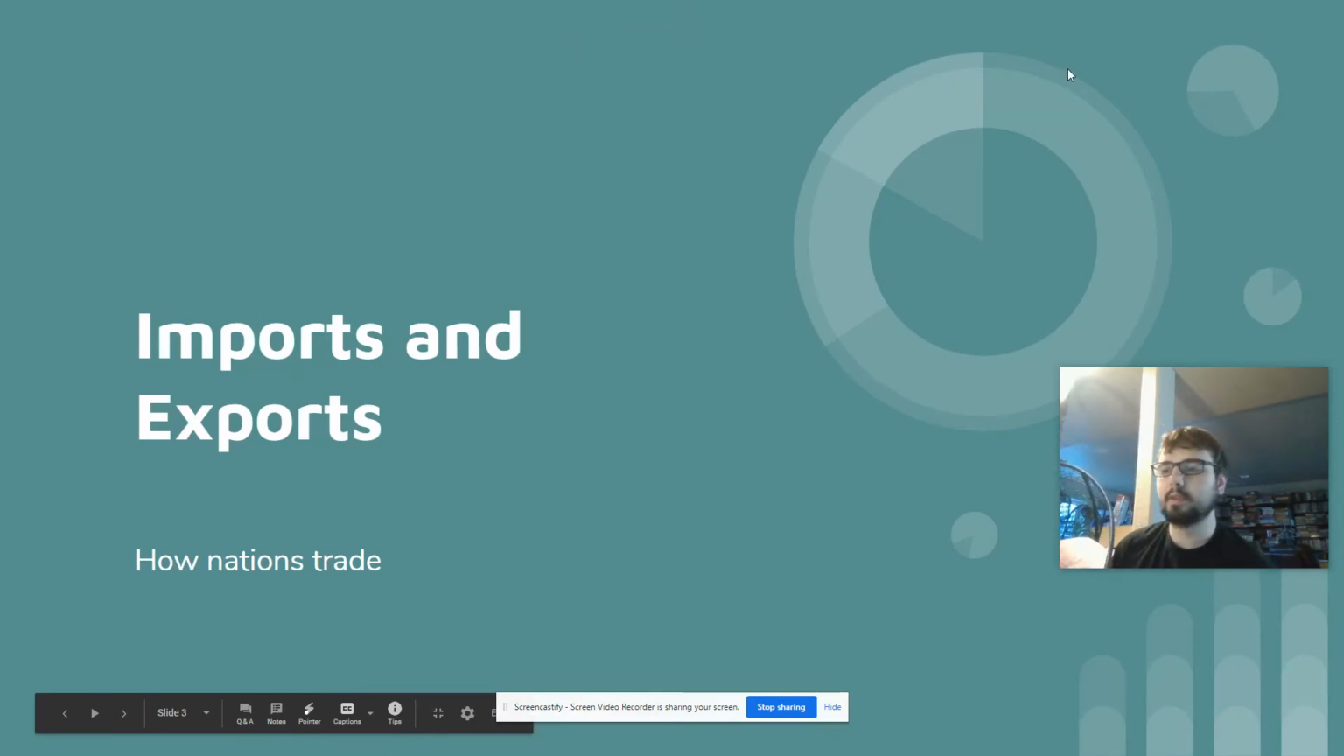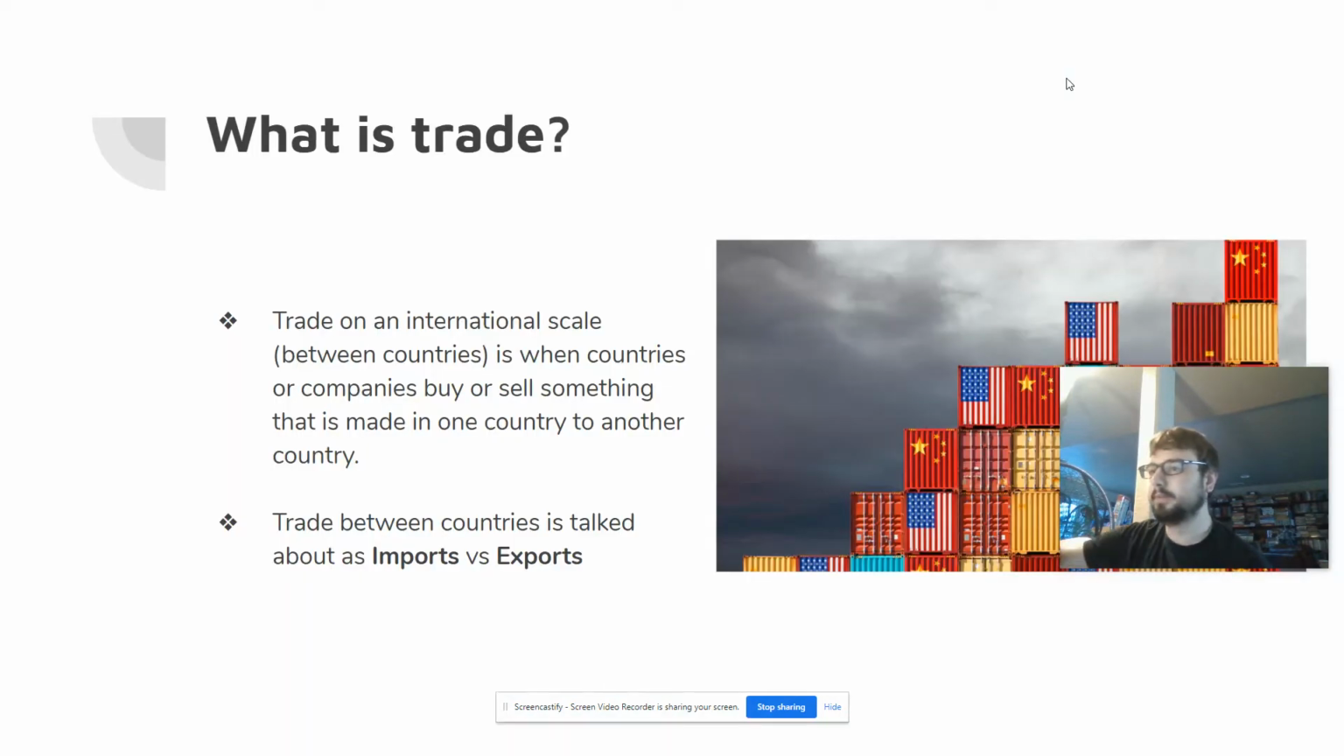Imports and exports. This is how nations trade. So what is trade? Well, trade on an international scale, or trade between countries, is when countries or companies buy or sell something that is made in one country to another country. That's kind of long and convoluted. Basically, trade is when, let's say, I make something and then I sell it to somebody in China, or somebody in China makes something and they sell it to me. It's acting between countries. It's selling and buying things between different countries, and so therefore that would be international trade.